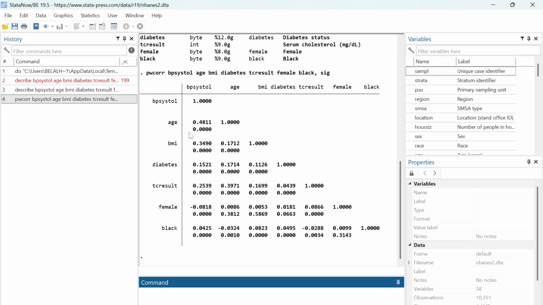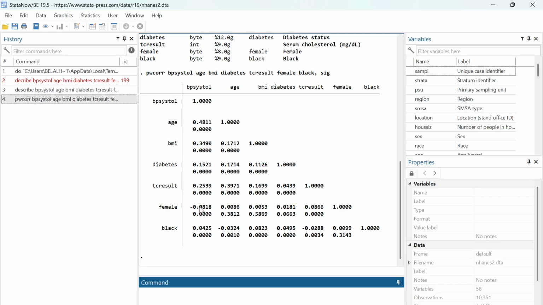Okay. But from the correlation matrix, we can see how variables move together. So as age increases, BP systole also increases. That's what we see, and that is strongly correlated and statistically significantly correlated. Okay. And then let's go to female.